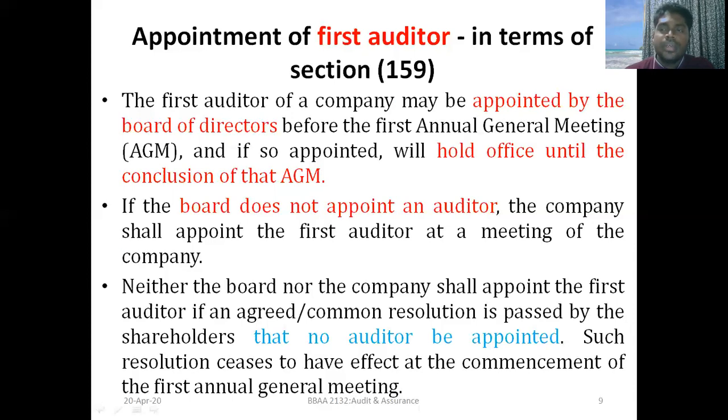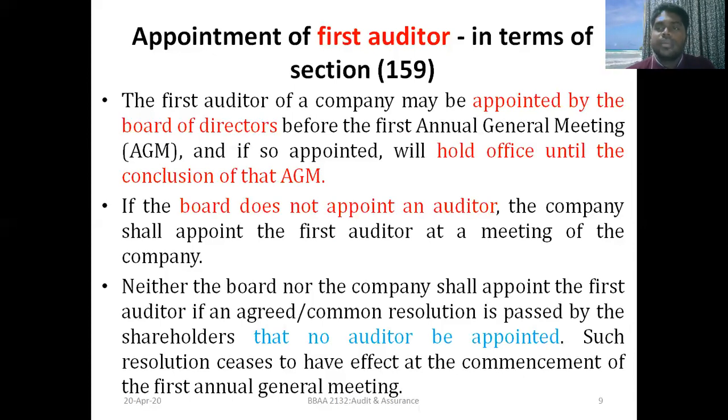Suppose a particular auditor, the first auditor, is appointed by the board of directors. That person will hold office and work until the conclusion of the AGM. Then at the first annual general meeting, the owners, the ordinary or equity shareholders, will decide the auditor. Sometimes they may decide to go with the auditor appointed by the board of directors. Or if the majority of the owners or ordinary shareholders are not happy with the appointment, they will change the person.